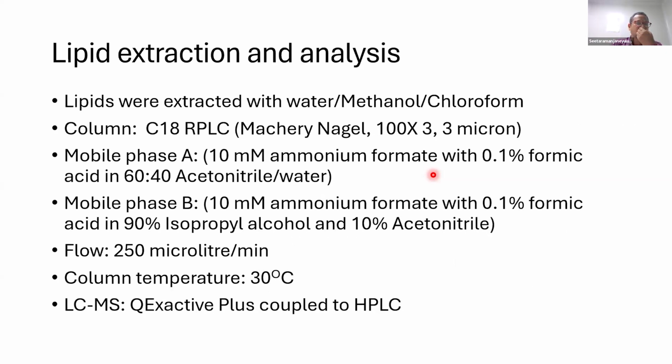This is the lipid extraction protocol we followed. Lipids are extracted with water, methanol, chloroform in 3:4:8 ratio. And we have used a Macherey-Nagel C18 HPLC column, and we have used isopropyl alcohol as the main element in our mobile phase system. We used a flow of 250 microliters. The column was kept at 30 degrees centigrade, and a Q-Exactive Plus instrument was used in this study for high resolution and accurate mass identification.